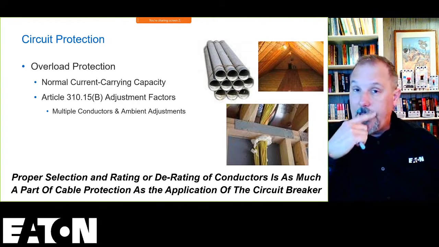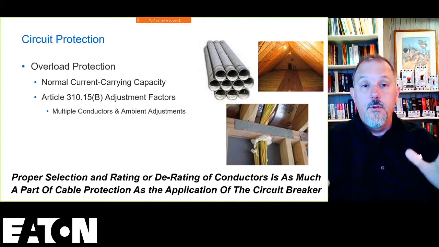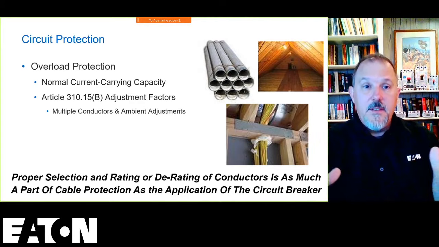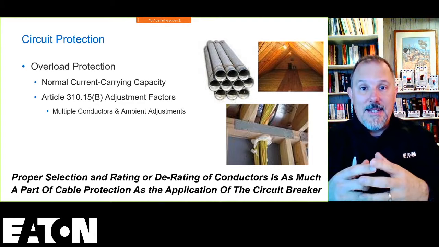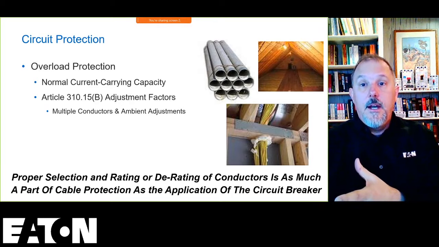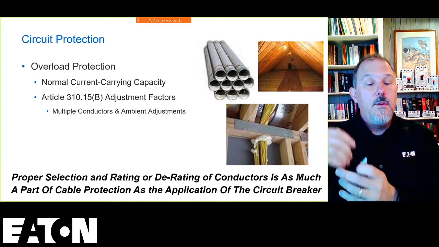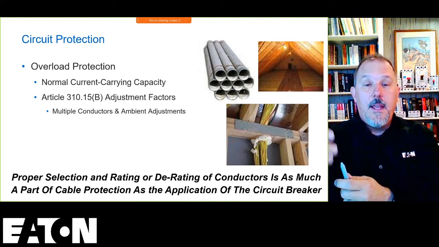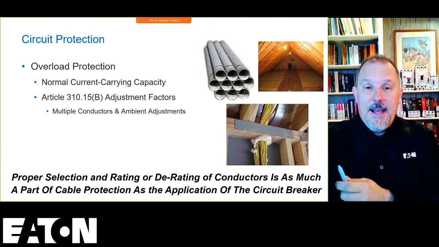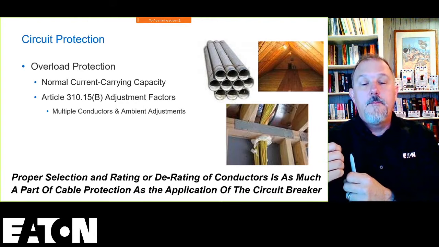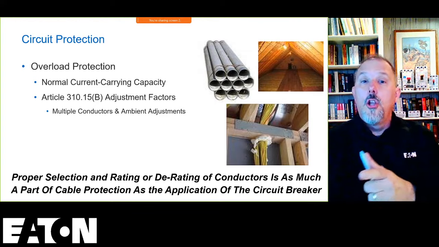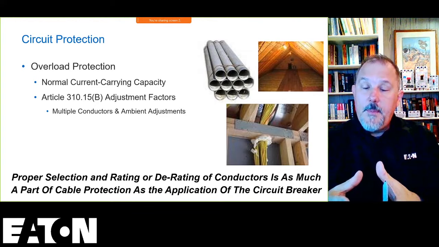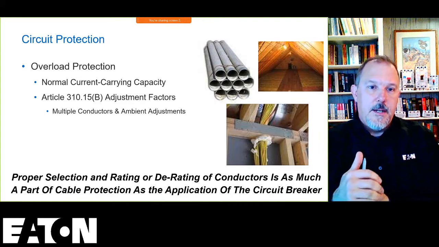We had a task group work in during the 2020 cycle. We removed those. The ampacity of a conductor is based on its conditions of use. And the normal current carrying capacity, when you start to exceed that, if you exceed the ampacity of a conductor for a long period of time, you can create enough heat to damage the insulation. These are lower currents because they're staying in the path for long periods of time.